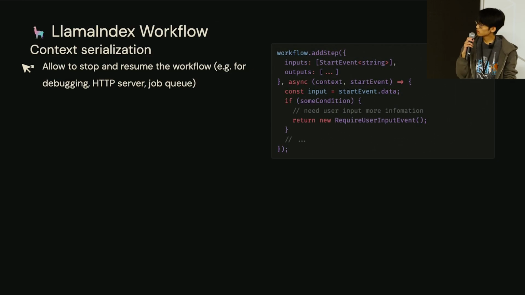Also, one feature of the workflow is context serialization, which allows you to stop and resume the workflow in each step. For example, you might need more user input in the middle of the workflow, which might not be possible in a typical HTTP server, but we support stopping the workflow. Then you can, for example, return a user input event here.